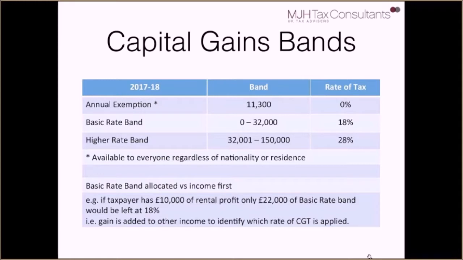Unfortunately, we don't have a slide here which shows the calculation of the capital gains tax, but if people want to contact me after the presentation, I can share that other slide with them.